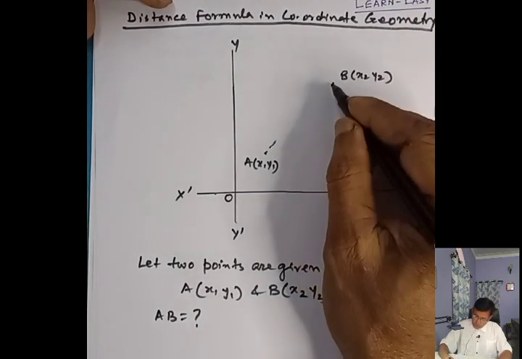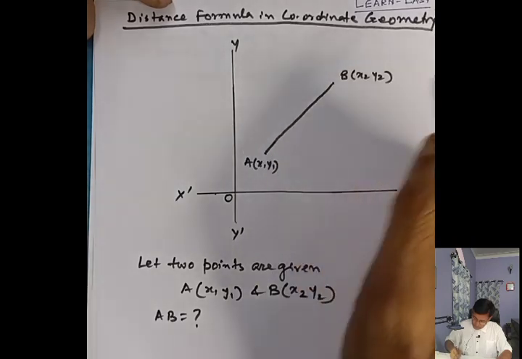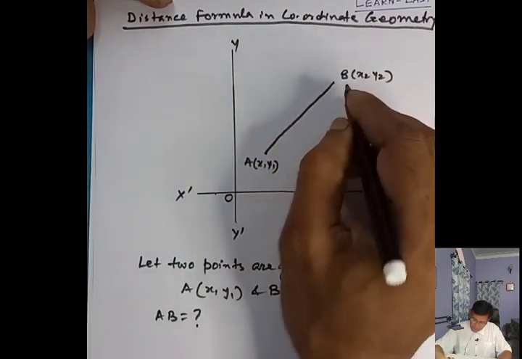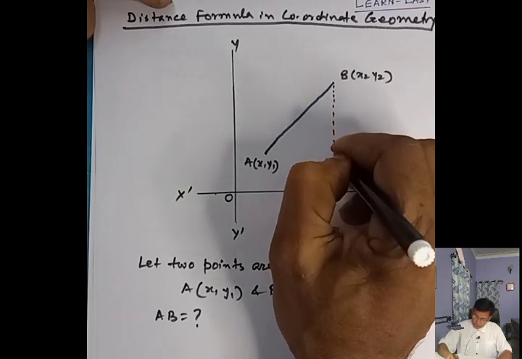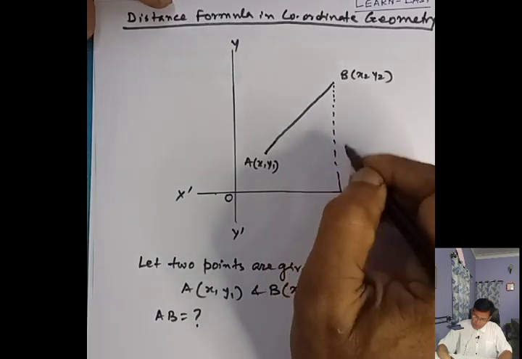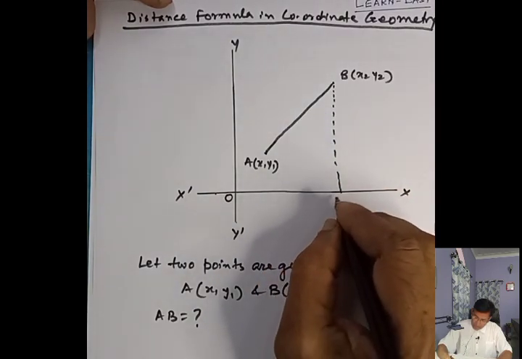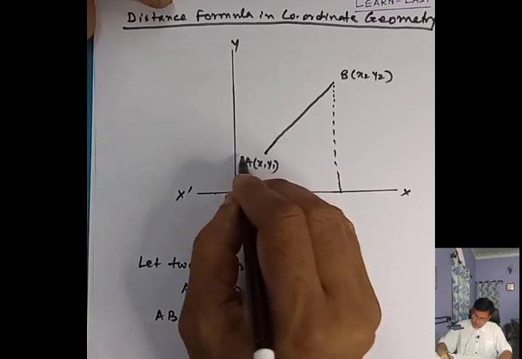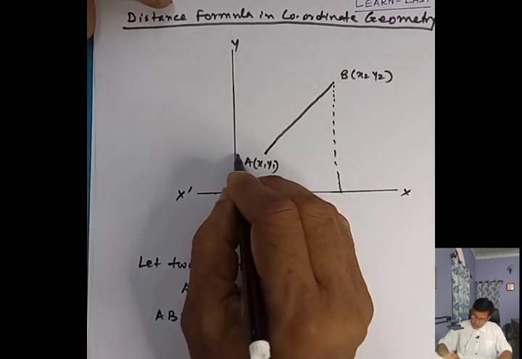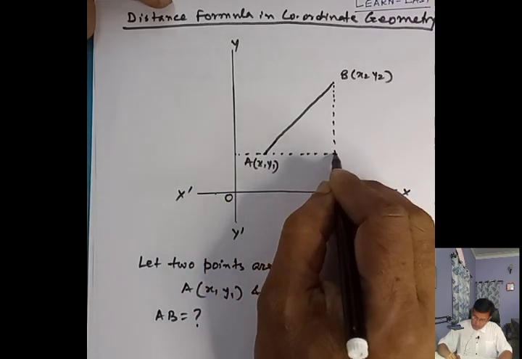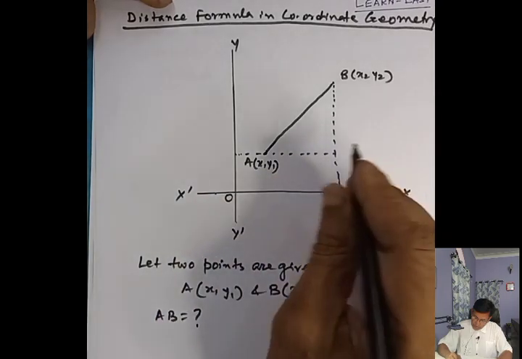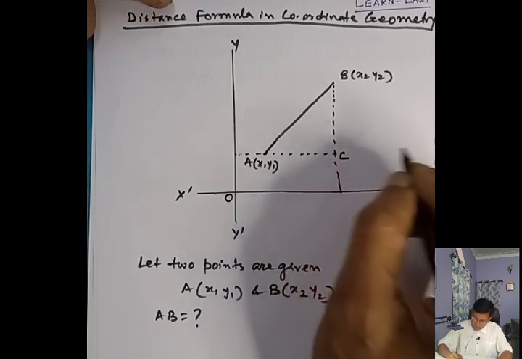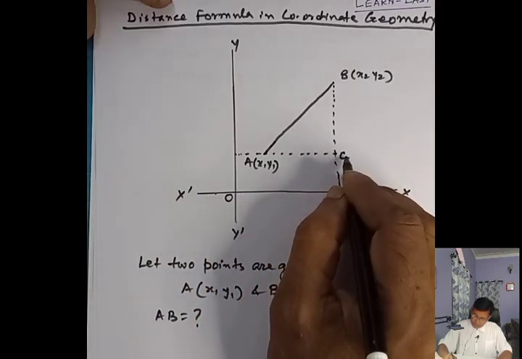Let us join A and B. Now let us draw a line from B parallel to the y-axis, which falls on the axis at x1. Similarly, from A, let us draw a line parallel to the x-axis, which falls on the y-axis. Let us name this point C. So what will be the coordinate of C?